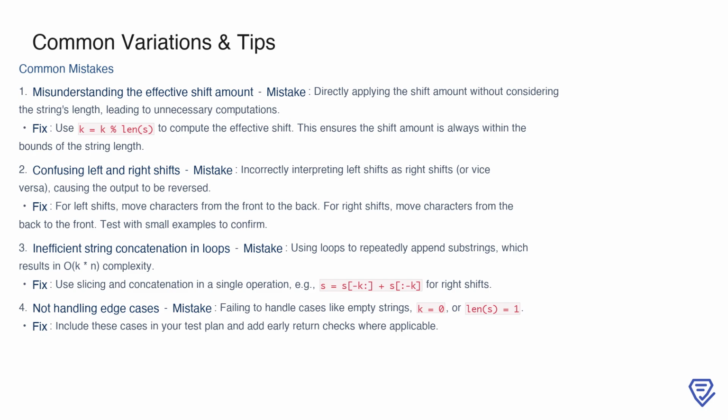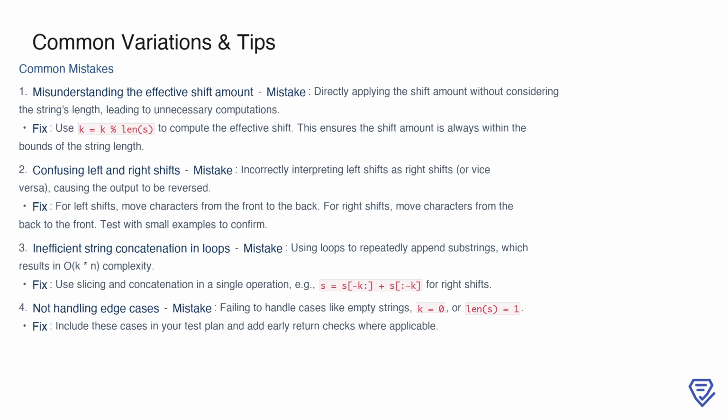Another common mistake is confusing left and right shifts. Remember, a left shift moves characters from the front to the back, while a right shift does the opposite, moving characters from the back to the front. Testing with small examples can help solidify this understanding. Additionally, inefficient string concatenation in loops is something to avoid. Instead of repeatedly appending substrings, which introduces high complexity, use slicing and concatenation in a single operation, such as combining s[-k:] with s[:-k] for right shifts.